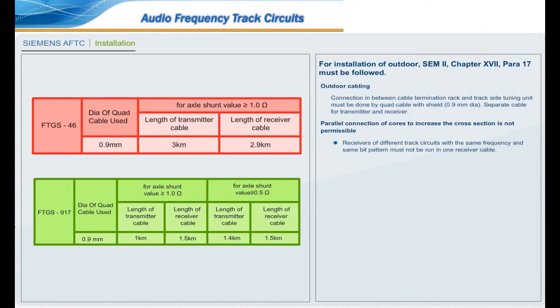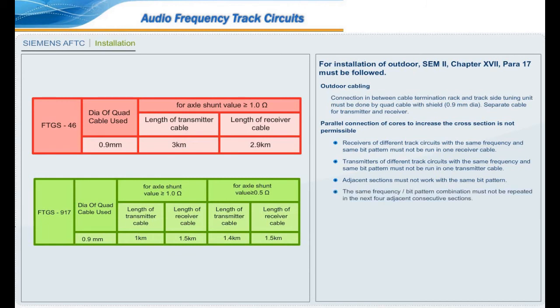Receivers of different track circuits with the same frequency and same bit pattern must not be run in one receiver cable. Transmitters of different track circuits with the same frequency and same bit pattern must not be run in one transmitter cable. Adjacent sections must not work with the same bit pattern. The same frequency and bit pattern combination must not be repeated in the next 4 adjacent consecutive sections.